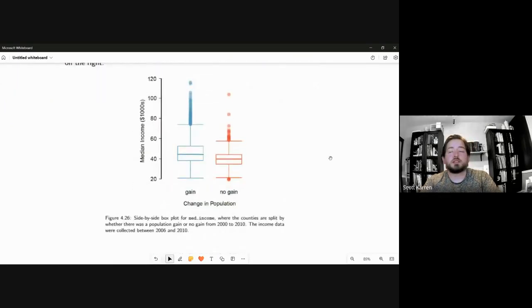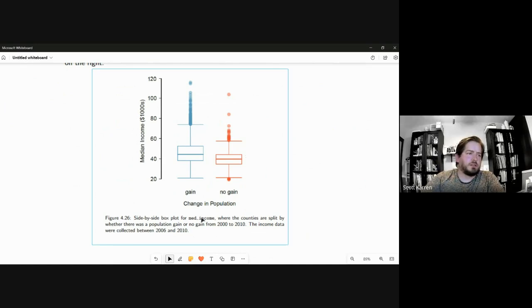This is 2 box plots of median income, from population gain countries versus population not gain countries. But this is data that was collected between 2006 and 2010. So it's not the same data. That's the first weird thing: it's the same idea, but it's not the same data from above. The other thing is I don't know what these dots are.